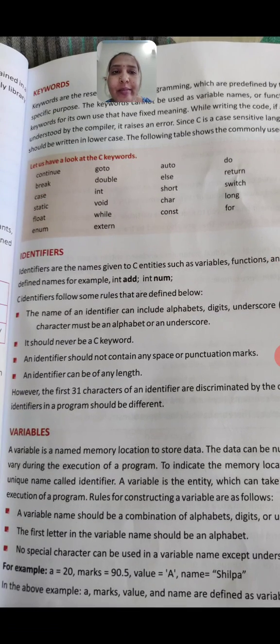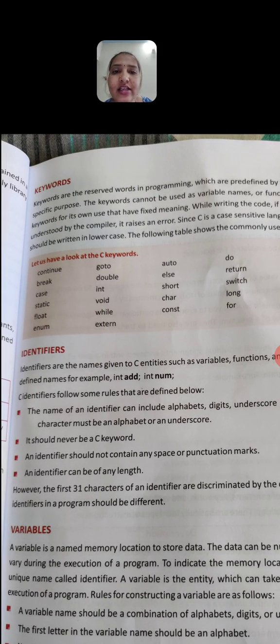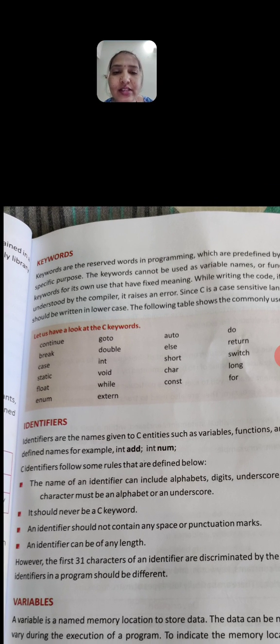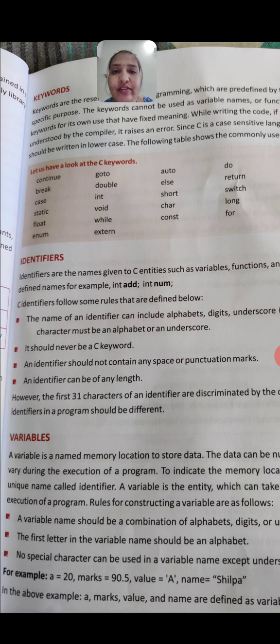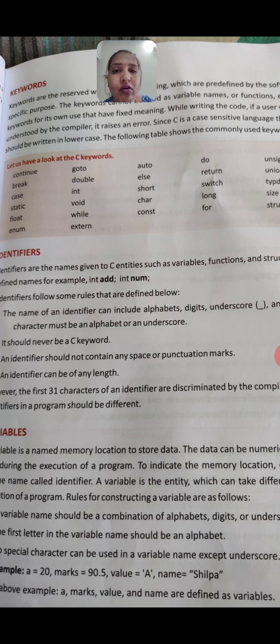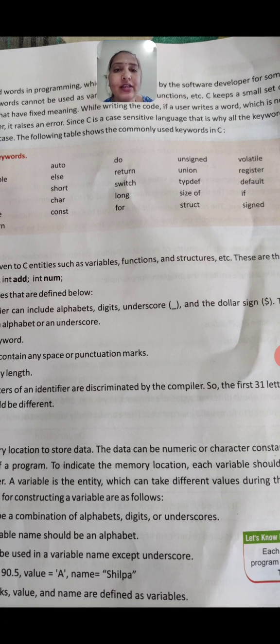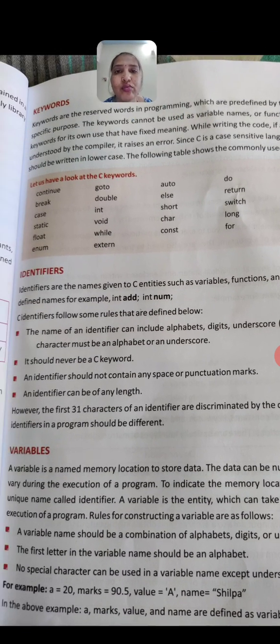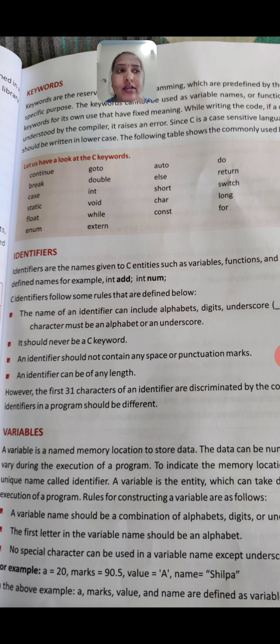So keywords, what do you mean by keywords then? Keywords are the reserved words in programming. So for example, let us have a look at the C keywords: continue, break, case, static, float, enum, goto, double, int. These are all the keywords we use to write in the C programming language. Once you start writing C programs, you will know what all the keywords are. So this is all about the keywords.